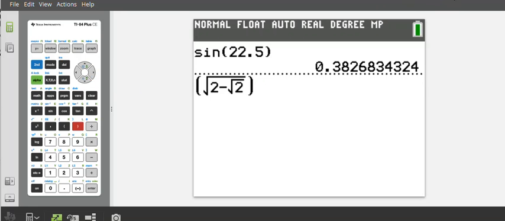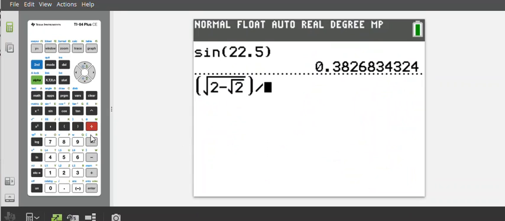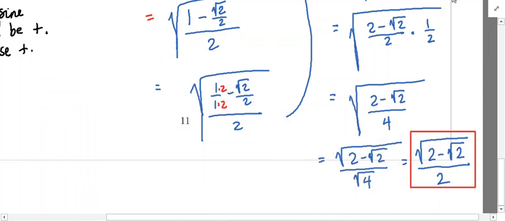Let me make sure that is right. And then I'm just going to divide that by 2. Same decimal expansion. So I know I have the correct exact value of the sine of 22.5 degrees. All right, let's try another one.